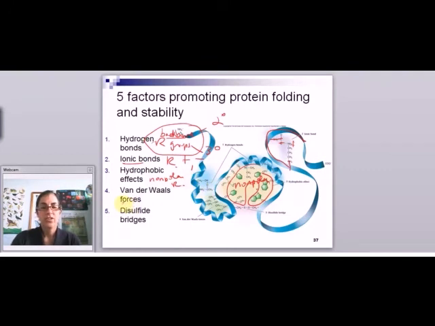Van der Waals attractions or van der Waals forces that I made mention of earlier is an attraction between any atom once they get close together. These are extremely, extremely weak. And then disulfide bridges, which we see an example of here, is a covalent bond between R groups that have sulfurs in them, so a very specific kind of interaction.